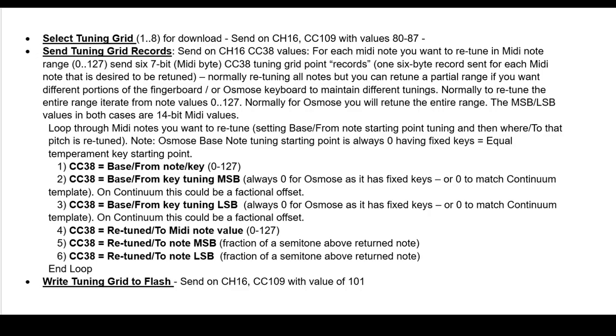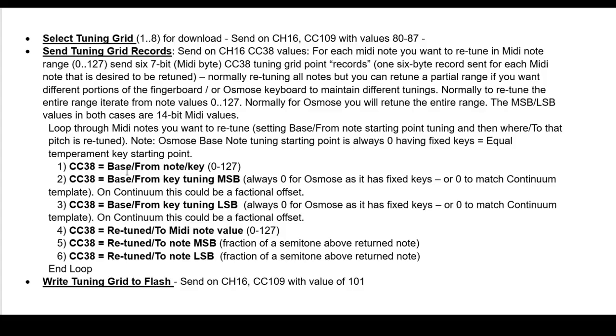Now what do we actually have to send to the DSP to create the new tuning? The first thing you'll do is you'll set the tuning grid, send on channel 16 CC109 with a value of 80 to 87. That will set one of your 8 possible tuning grids to accept the data that will follow. Then you'll send your tuning data that we just created. To do that, you send CC38 for each one of the 6 data sets in the record that you'll send.